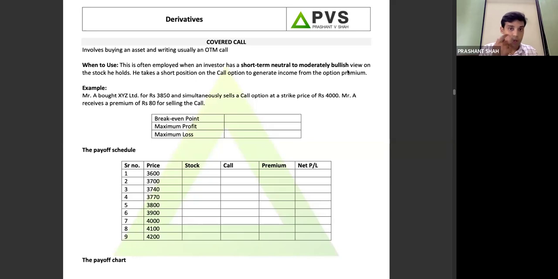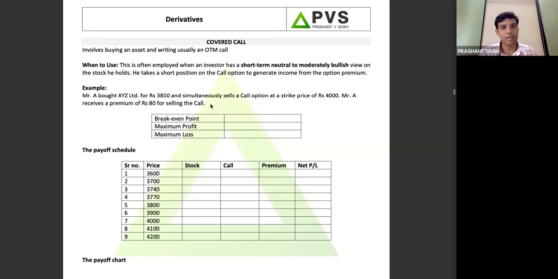The first one is very common. I've seen many of my students doing these strategies for their clients and making a reasonable amount of money, but still, I'm saying that it is only for academic purposes. It needs a lot of expertise along with risk management to get into all these things. So the first one is the covered call.